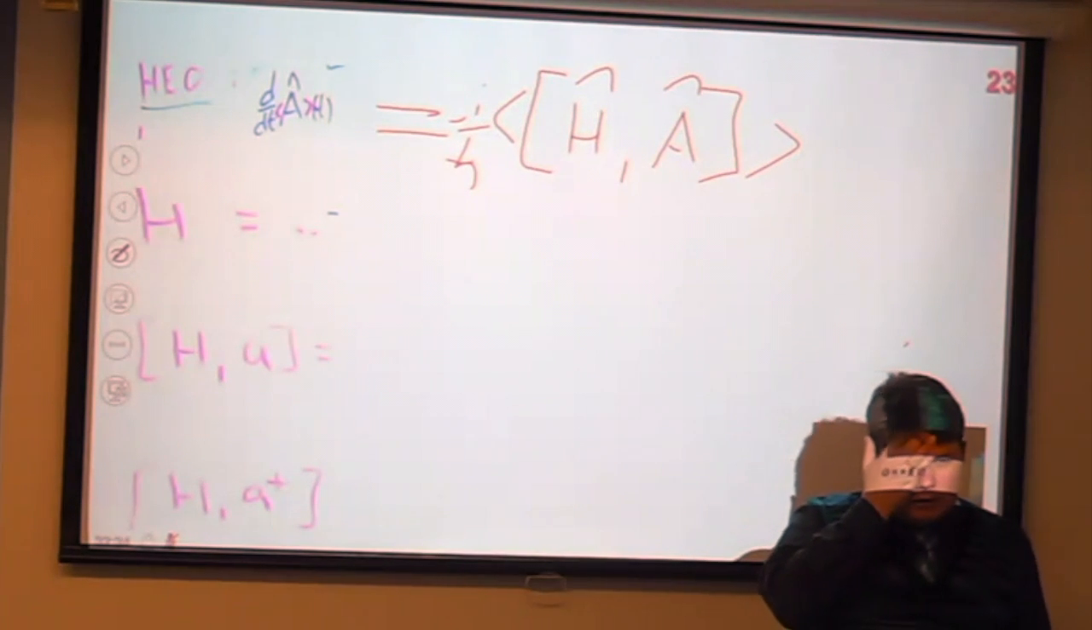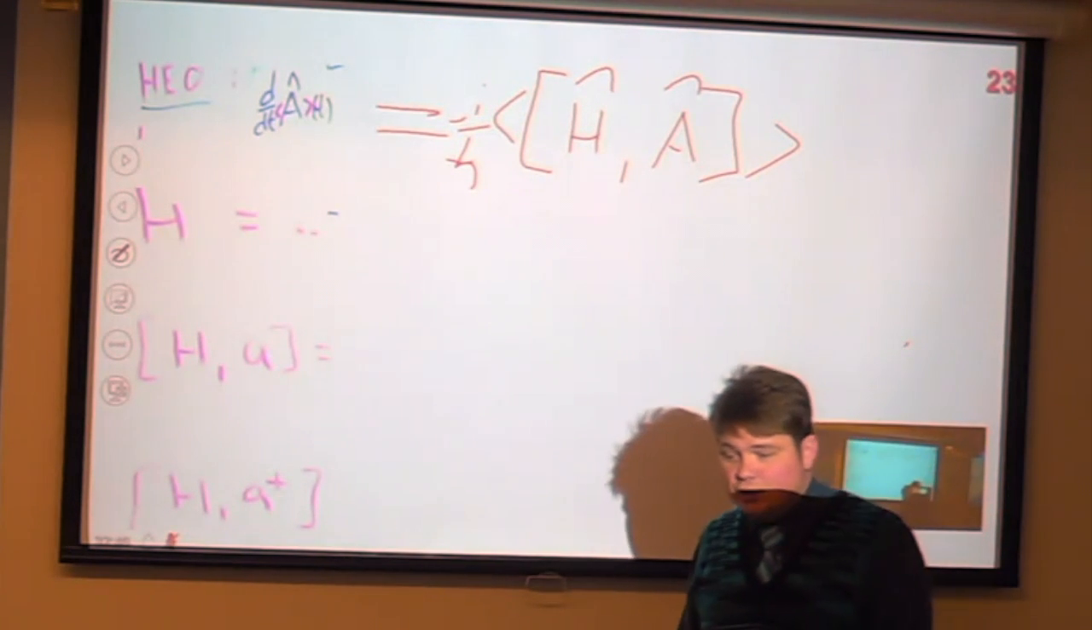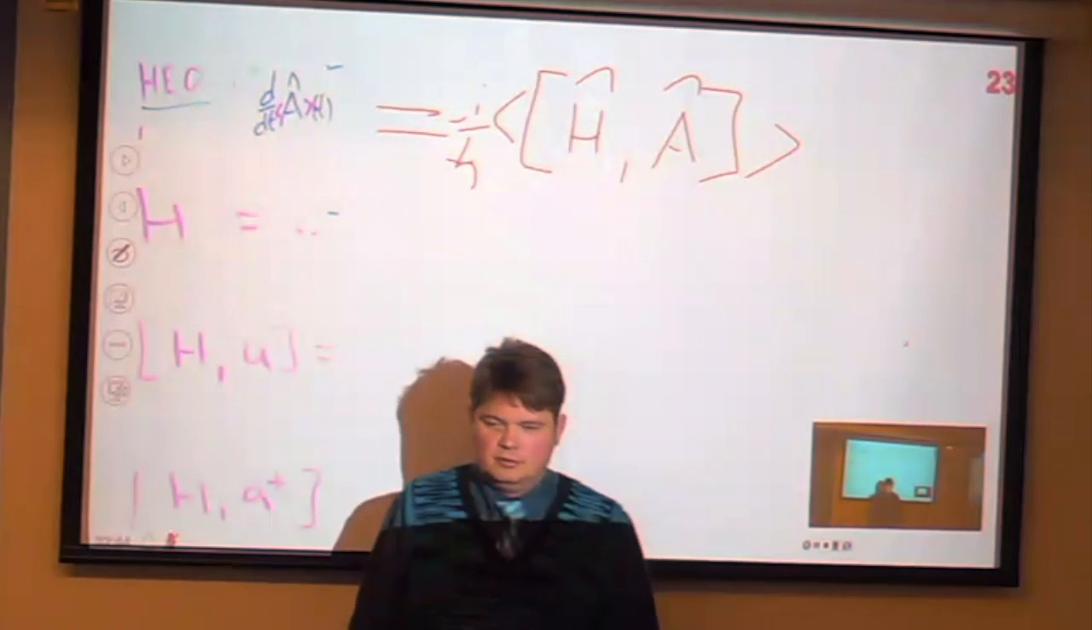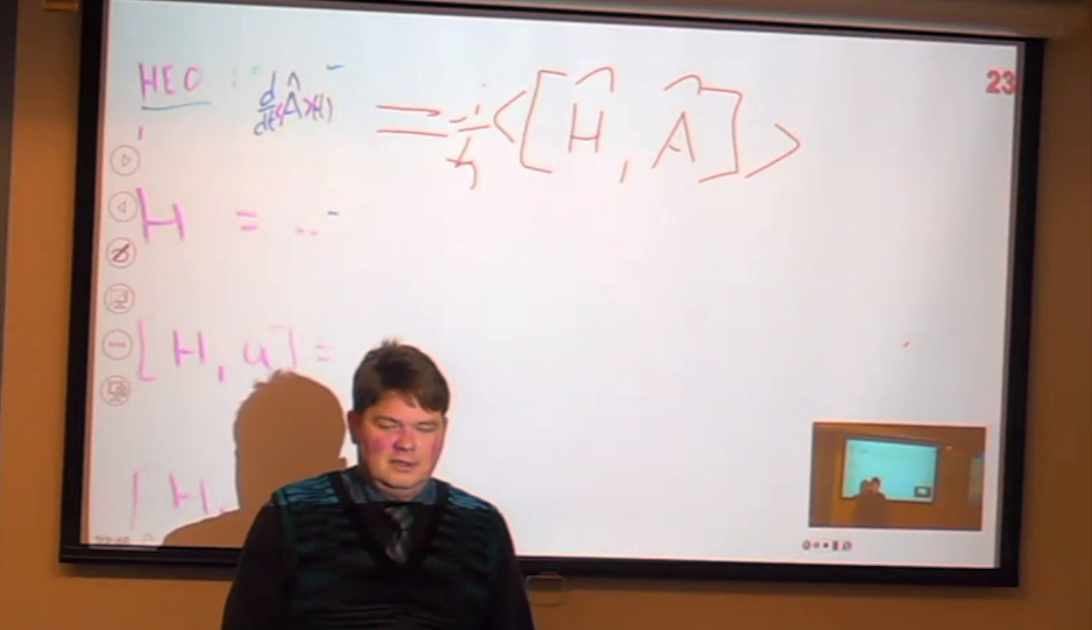When do you need to tack on the partial derivative with respect to time on that equation? When your Hamiltonian is time dependent. We are trying to avoid it as much as possible.